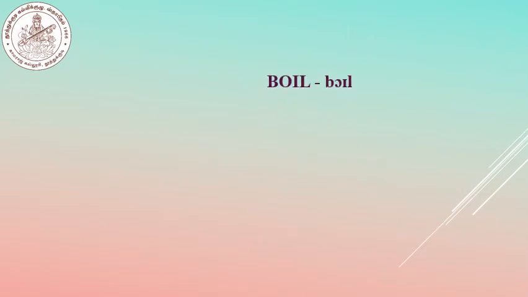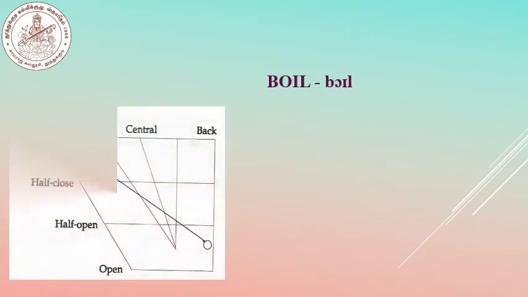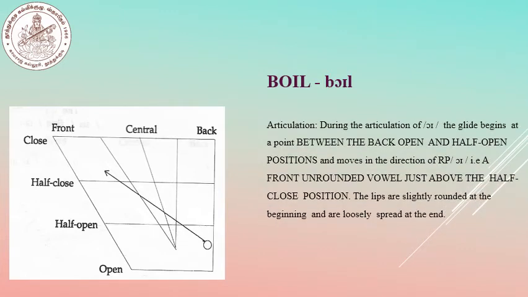The next sound, boil, or. This sound occurs in the back part. What happens is the first sound occurs between half open and open position, and then it glides towards the front part of the diagram, that is the front vowel part, and to the close direction.